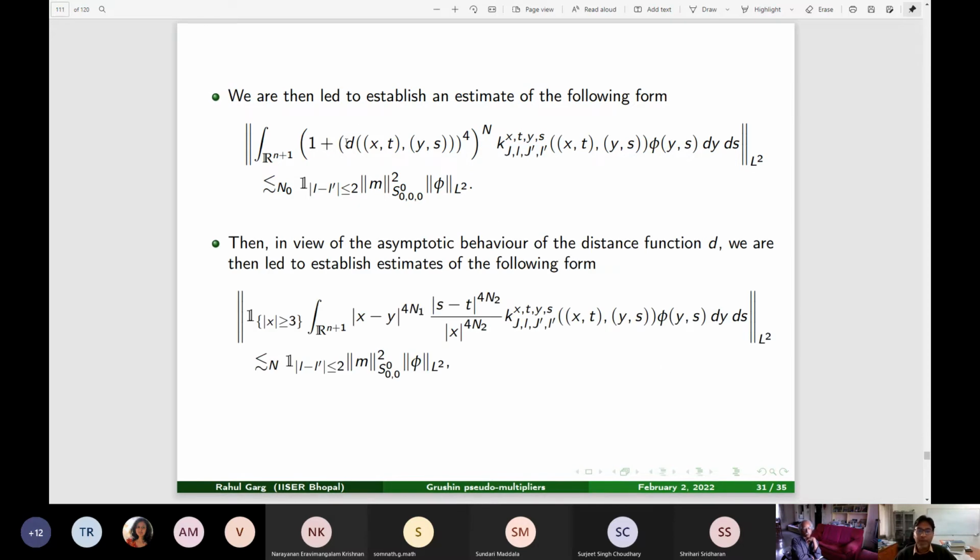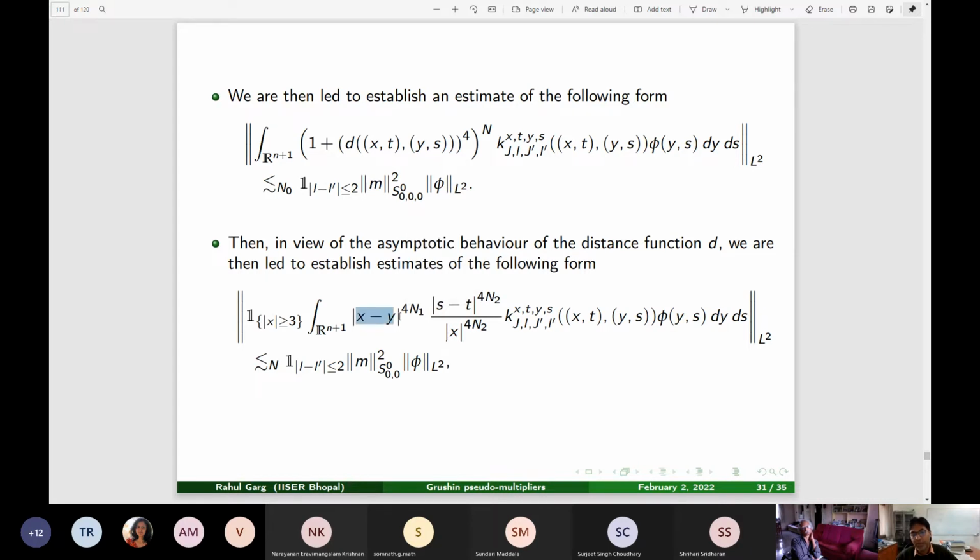Now looking at the behavior of the distance function, there are two regimes, so that gives us two or three types of integration to be handled. One such is of this type, where I'm looking for the first variable, the second variable, and there is some denominator popping up. Now let me just mention that this was easy to handle.